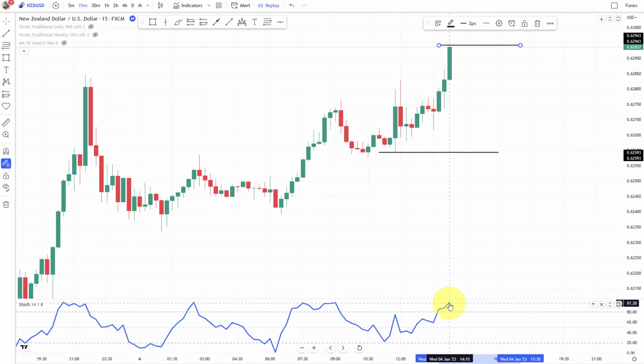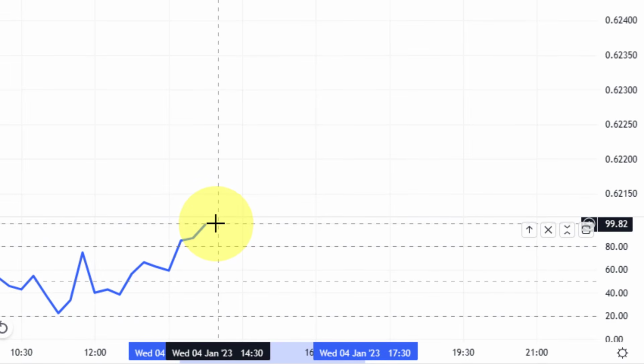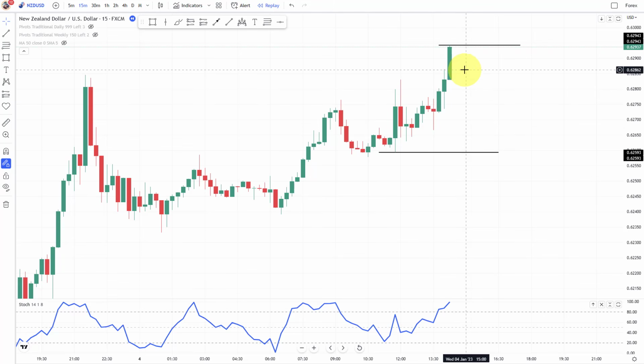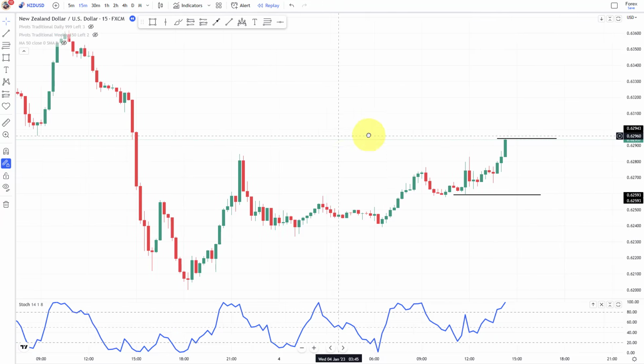And you can see when we go to the stochastic, when we look at the right of the scale, you have a value of 99.8, which basically means that the market closed 99.8% to the absolute high of this range. And this is essentially what the indicator is doing. In a downtrend, obviously, it works in the opposite way.